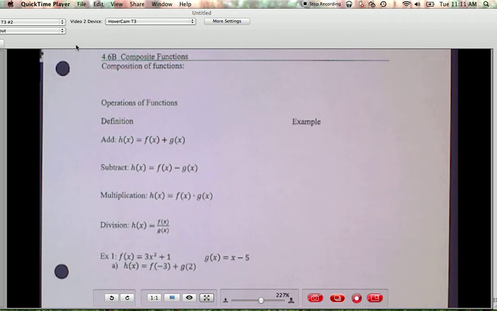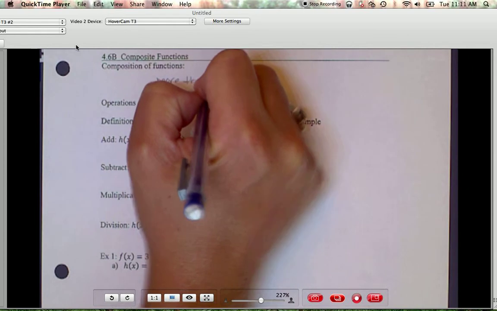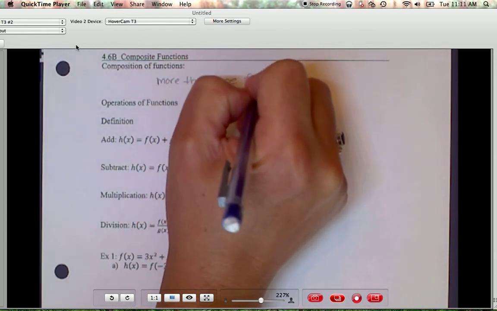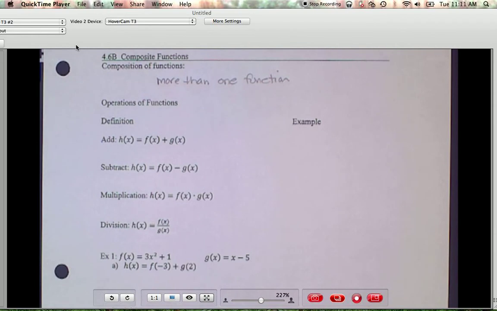A composite function, or a composition of functions, is like a composite rock. It's got several different rocks mixed within it. So a composition of functions is simply more than one function. Okay, so multiple functions.